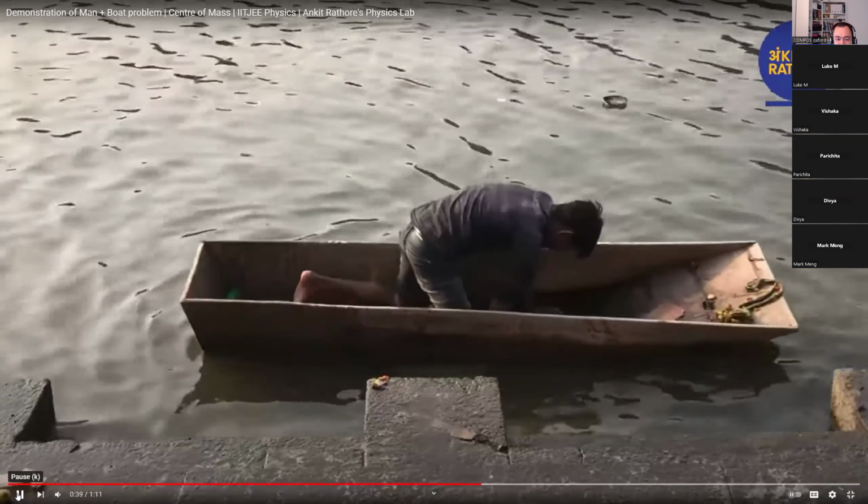The person is standing here at one end of the boat. So that's the center of mass of the person. Now, the boat is 120 kilograms. And the person is 60 kilograms. So where do you think the center of mass of boat plus person would be?